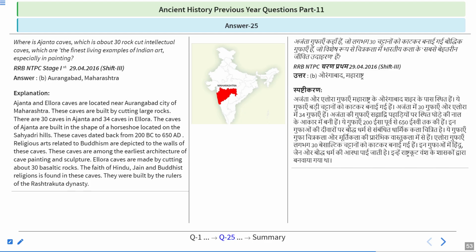These caves are built by cutting large rocks. There are 30 caves in Ajanta, 34 caves in Ellora. Caves of Ajanta are built in the shape of a horseshoe located on the Sahyadri Hills. These caves date back from 200 BC to 650 AD. Religious arts related to Buddhism are depicted on the walls of these caves. Ellora caves are made by cutting about 30 basaltic rocks. The faith of Hindu, Jain and Buddhist religion is found in these caves. They were built by the rulers of the Rashtrakuta dynasty. So do remember the answer is Aurangabad, Maharashtra.